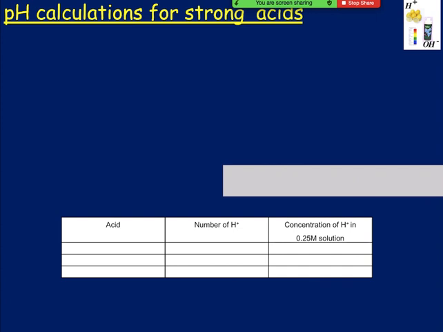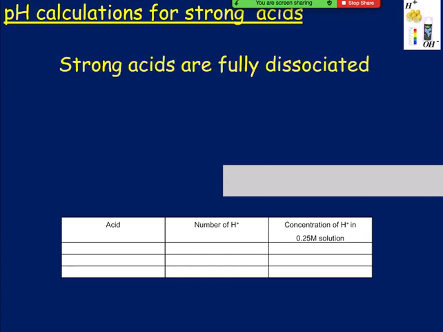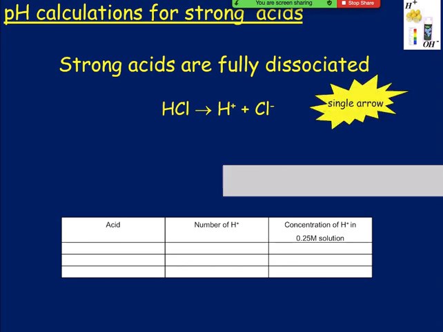So Dan, you have to be able to calculate pH for strong acids and strong bases. So we're going to do these together. Strong acids, we've said, are fully dissociated. And if we are to write an equation showing the dissociation, we write it like this, and it is a single arrow that is there. Now, when we are trying to work out pH, you have to know the number of protons that are going to be present.